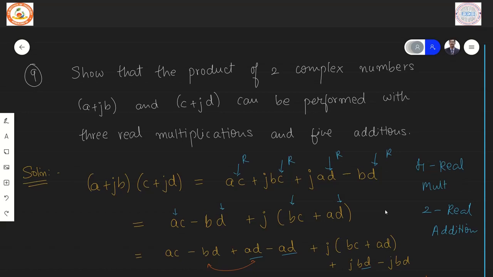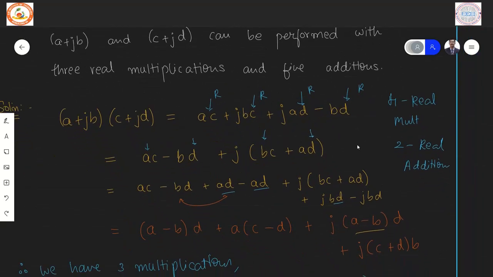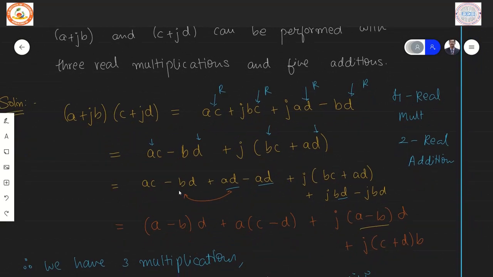Now how do you simplify it? The manner of simplification is suggested here. You can see the term AC minus BD. So let us add a value which is equal to AD and subtract the same value. So we add a value AD and we subtract the same value.